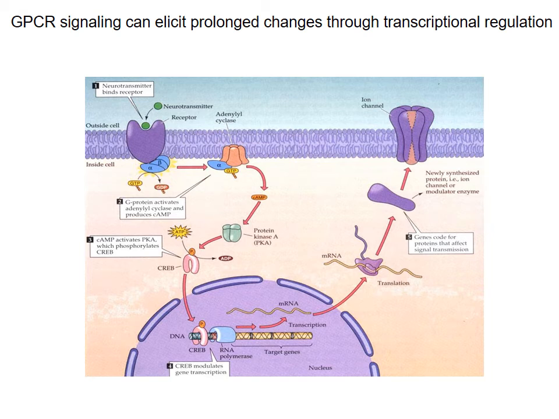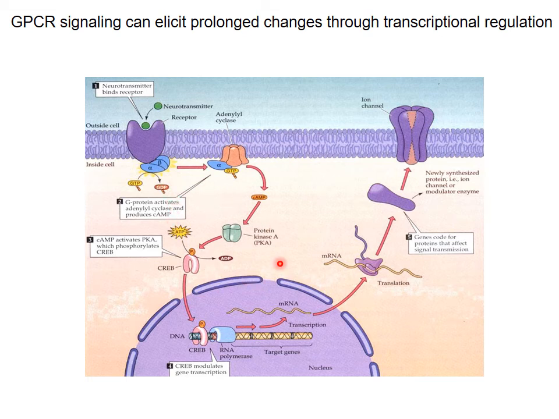In addition to directly affecting the channels or production of secondary messengers, G protein coupled signaling can elicit prolonged changes through transcriptional regulation. As I told you, they activate much slower than ionotropic receptors, but their effects can last much longer. And this is one of the ways that their effect can last for many hours or days.